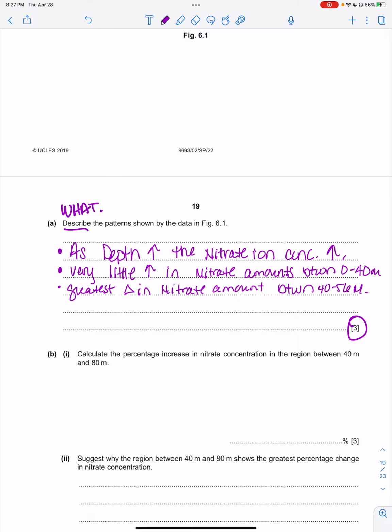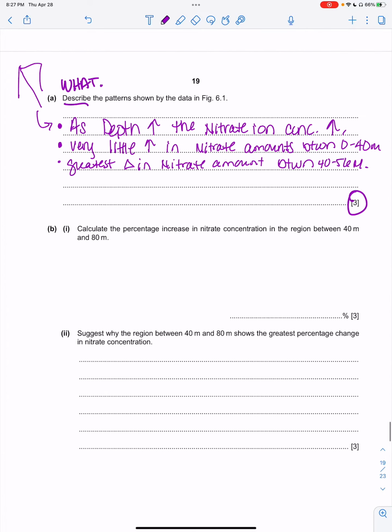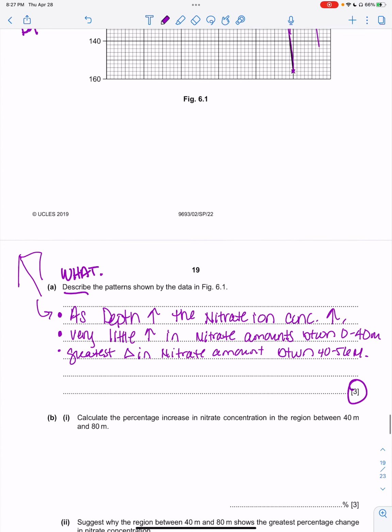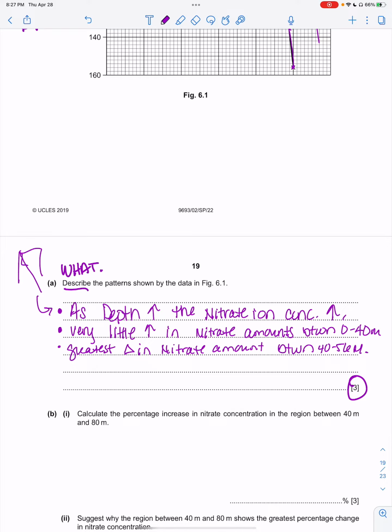So when you are describing the pattern, it's not this straight thing right here like, as depth increases, so does nitrate concentration. It doesn't look like that. You had this slow fall with depth, then whoop, and then another slow fall. But this part is the one that moves over the farthest.